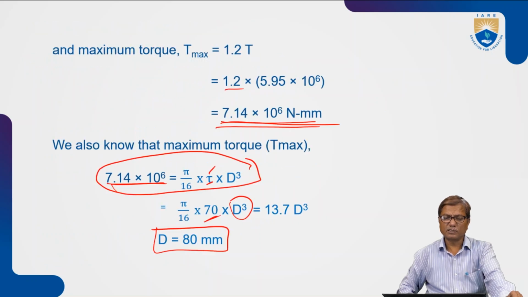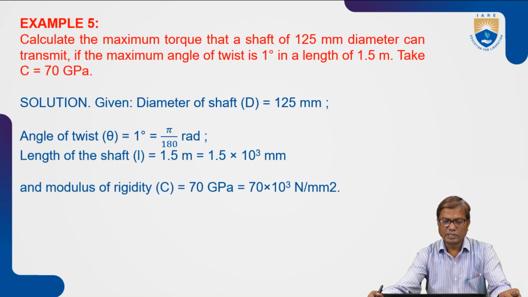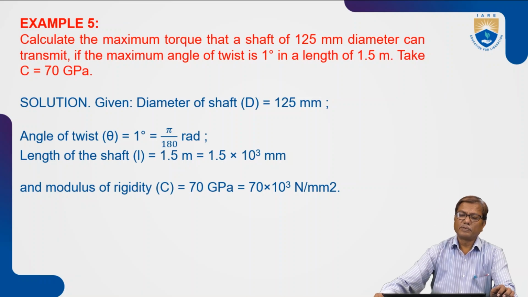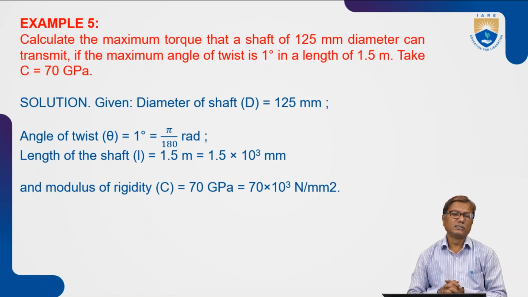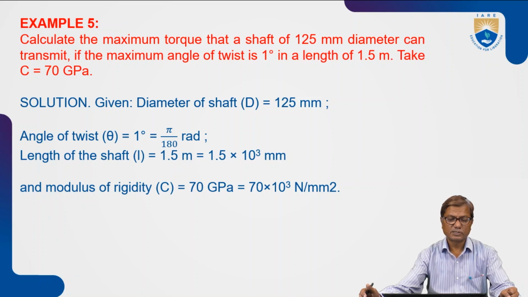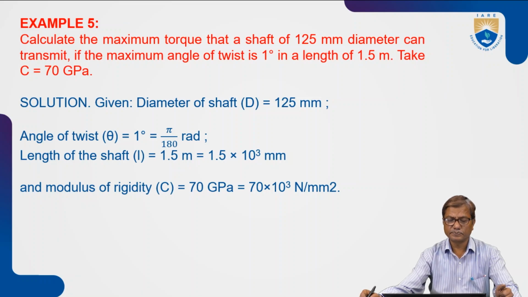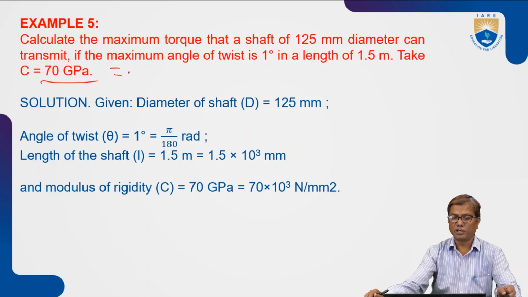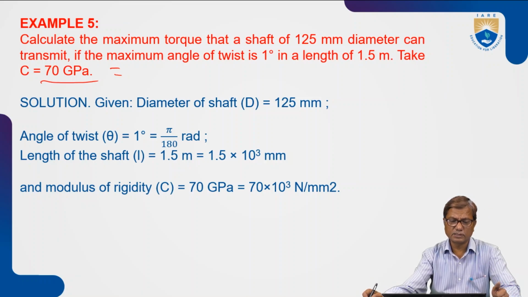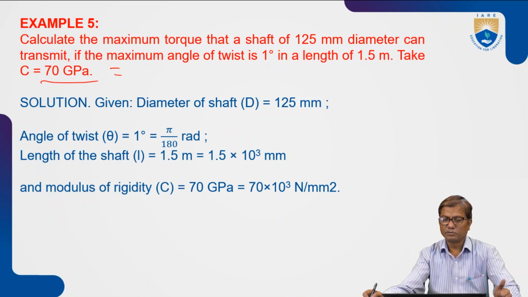Let us go for another example. Calculate the maximum torque that a shaft of 125 mm diameter can transmit if the maximum angle of twist is 1 degree in a length of 1.5 meters. Take C, the rigidity modulus, as 70 gigapascals. Gigapascals means into 1000 megapascals, 70,000 megapascals. That is Newton per mm square.